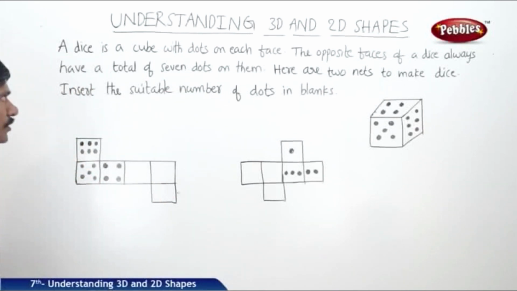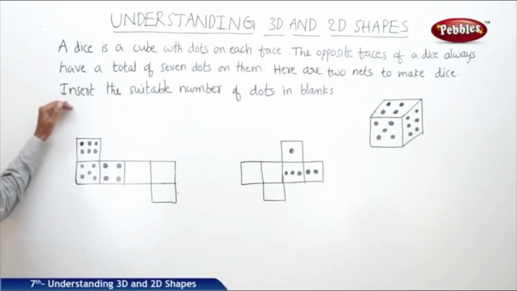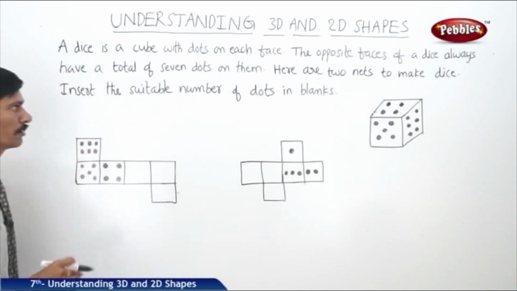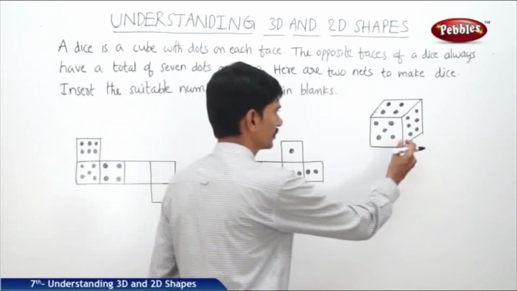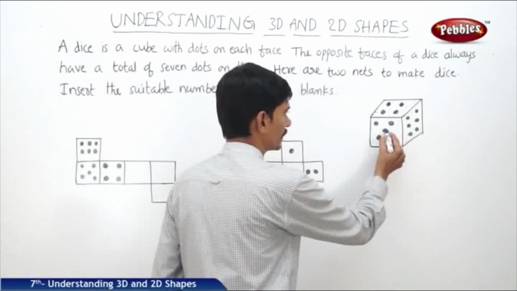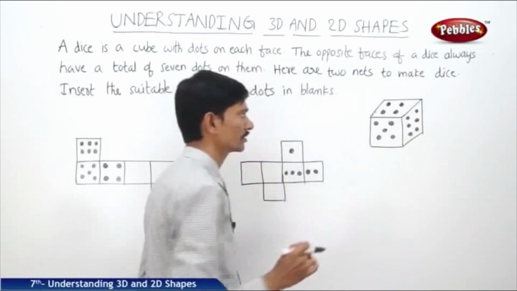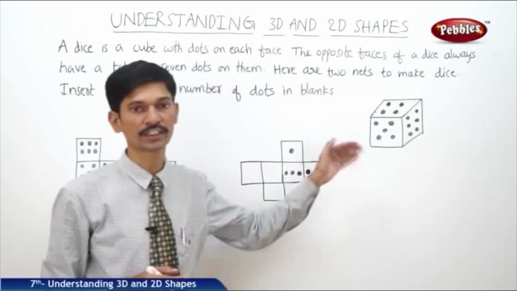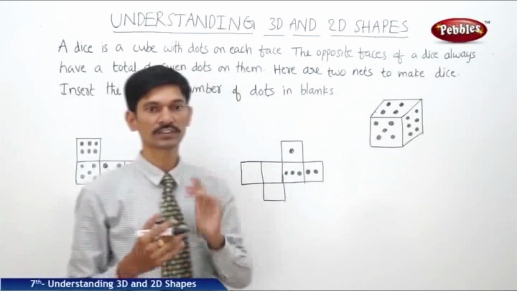A dice is a cube with dots on each face. The opposite faces of a dice always have a total of 7 dots on them. Here are 2 nets to make dice. Insert the suitable number of dots in the blanks. Now if there is a dice, the dots will be given on each face of the dice, and the sum of the dots on the opposite faces must be 7. If you take any dice, the sum of the dots on opposite faces must be 7.